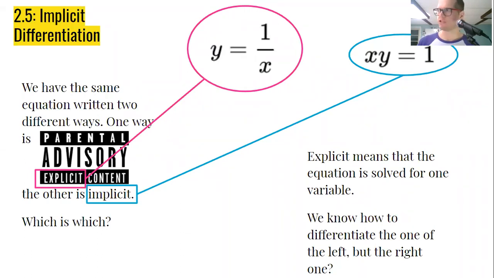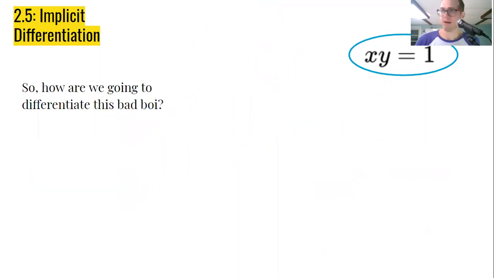But how would I differentiate the one on the right without rewriting it? That's a question. And that's what we're going to explore today. Because we can. And since these are the exact same thing, we should get the exact same answer. So we've got to figure out how that's going to work. So how are we going to do that?